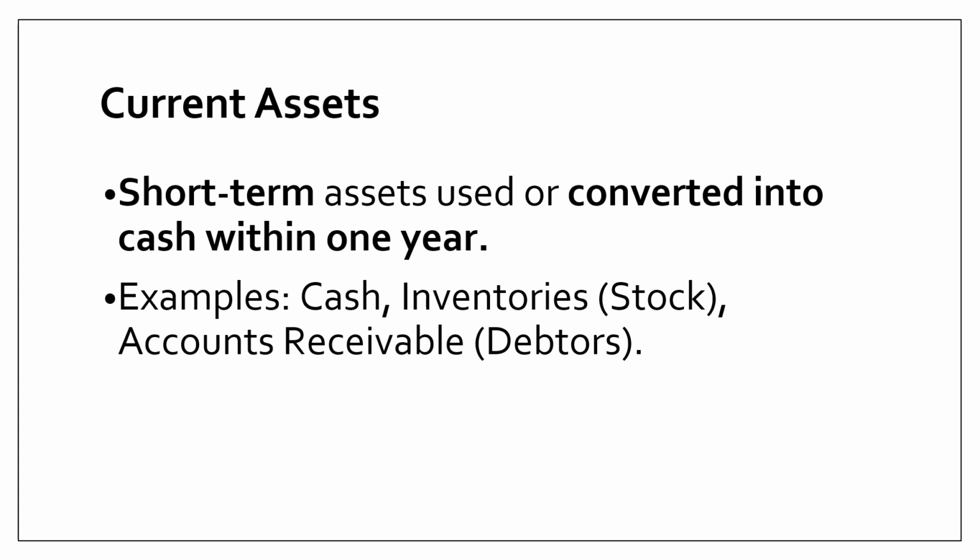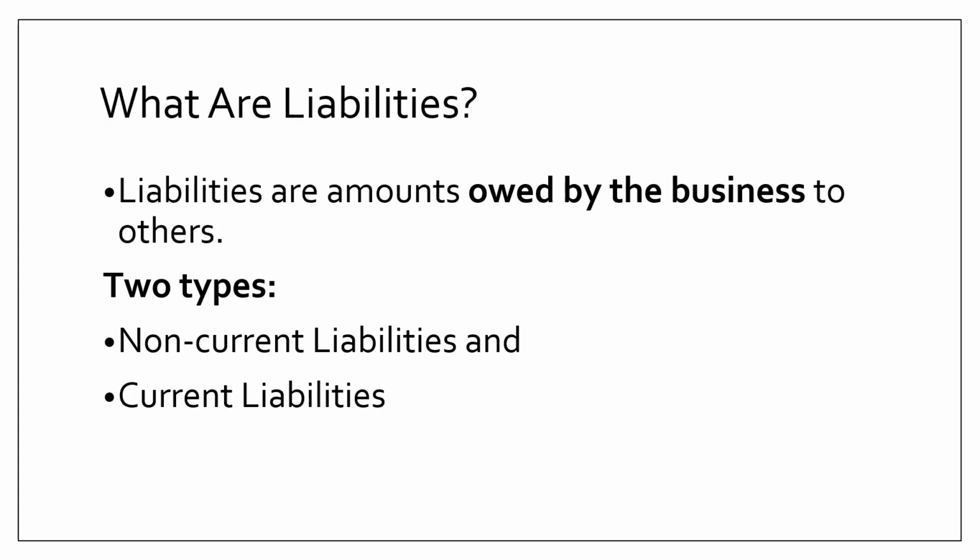What are current assets? These are short-term assets used or converted into cash within 1 year. The examples of current assets are cash, inventories, accounts receivable, etc.